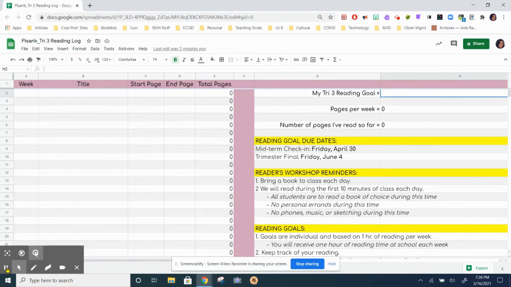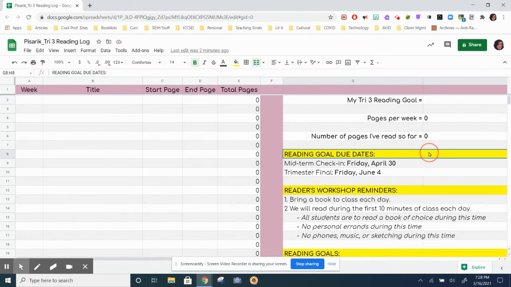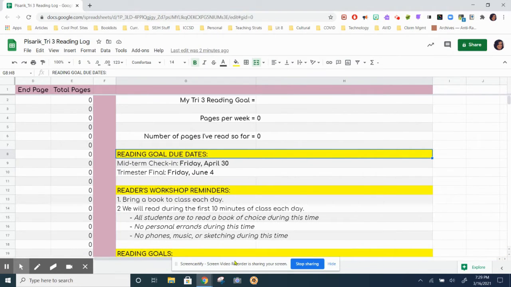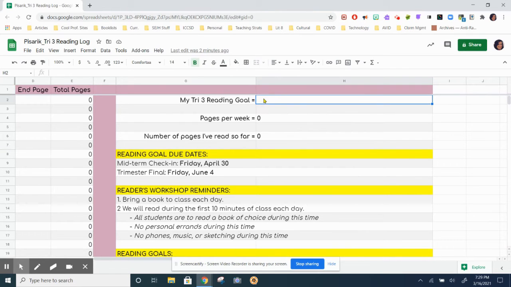Once you've opened that assignment, it looks like this, and this can be a little overwhelming, which is why we're going to go through it a little bit at a time. So the first thing I want you to focus on is this right-hand column over here. So let me just slide my cursor over so we can pay attention to this side. My Try 3 reading goal. Remember, I said you could find this in PowerSchool.